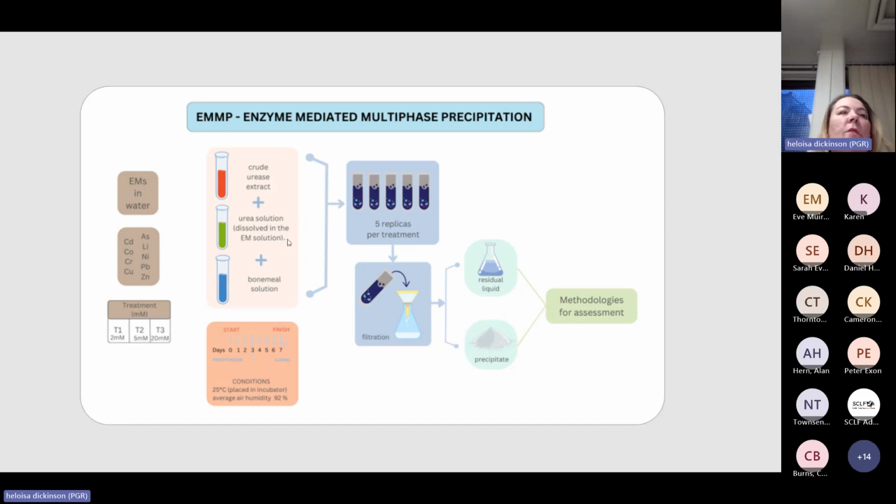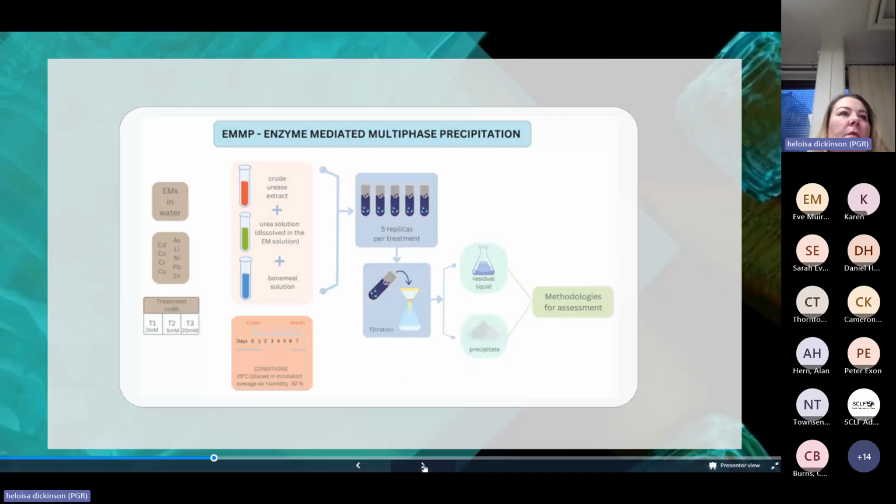Urea solution dissolved in the ecotoxic metal solution, and the bone meal solution distributed into 5 replicas, 5 test tubes, and then I left them in the incubator at 25 degrees Celsius for approximately 3 to 4 days, and then left for 4 to 7 days curing. Then I filtered to separate the residual liquid and the precipitate, and prepared the samples for assessment.